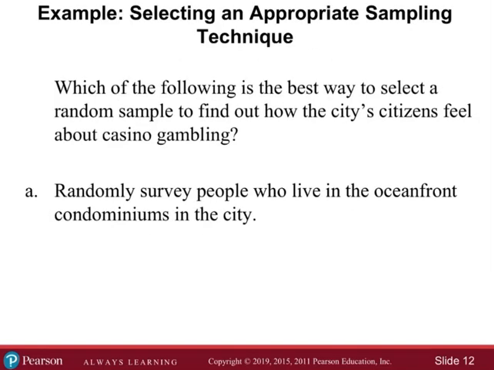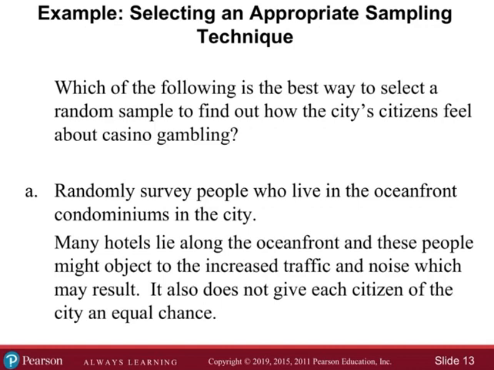Which of the following is the best way to select a random sample to find out how the city's citizens feel about casino gambling? Randomly survey people who live in the oceanfront condominiums in the city. So now we're limiting ourselves to oceanfront people. That's obviously not the best, because you want something that's indicative of everybody, not just this region over here. So I would say this is not the best.